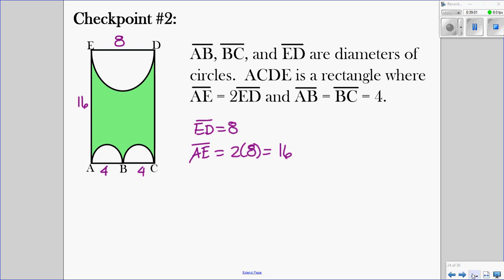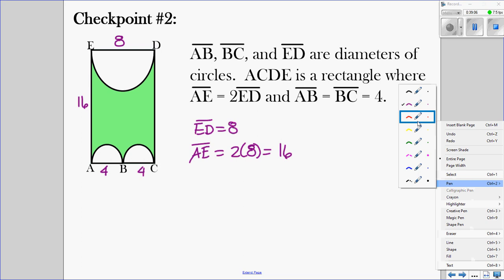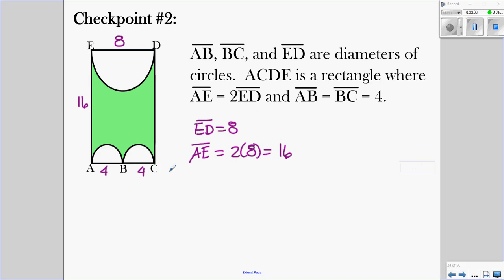So now we can try to find the area of the shaded region. I'm going to start off with blue. So we're going to do the rectangle. Label it R. So that's length times width. We have the length, which is 16, and the width is 8. So when you multiply those two, you will get 128.